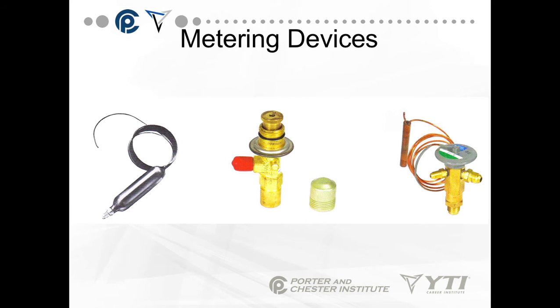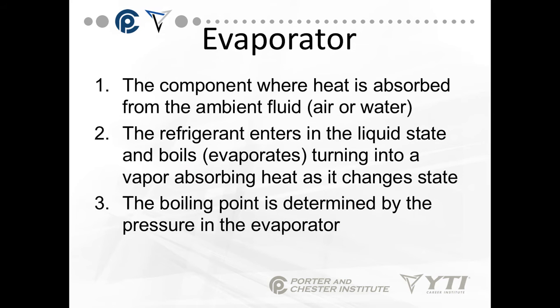That's exactly what's happening in the metering device. There are a couple of examples of metering devices. We're going to talk more about them as the course goes on. The one on the left is a capillary tube used in smaller systems. The one in the center is the AEV or AXV, mainly used in refrigeration. The one on the right is a TXV. That's the one you're going to see most often in our high efficiency air conditioning systems of today.